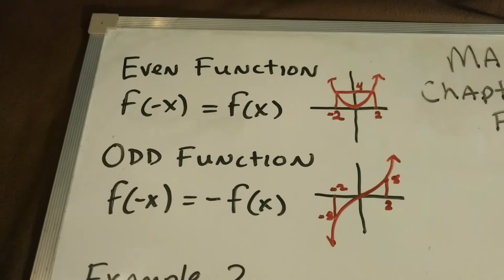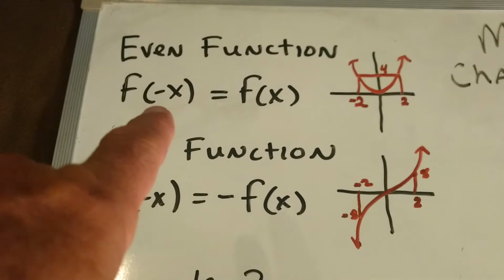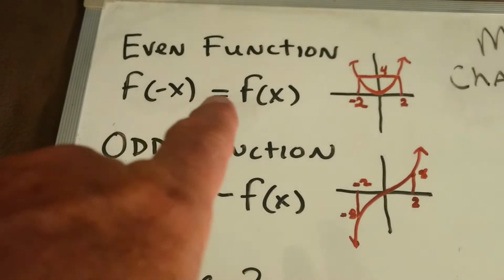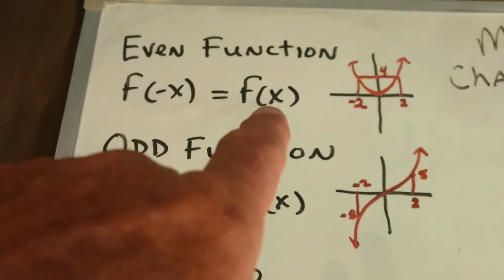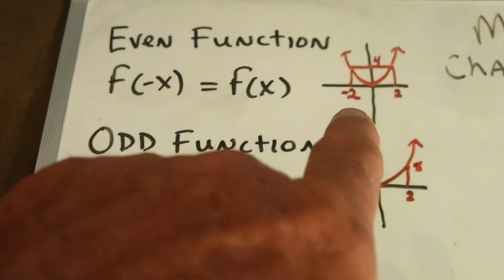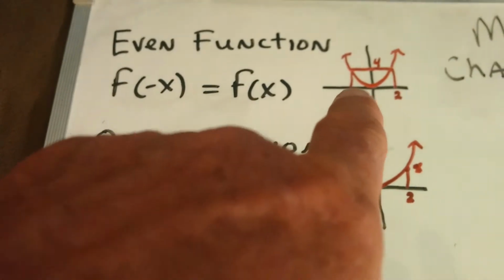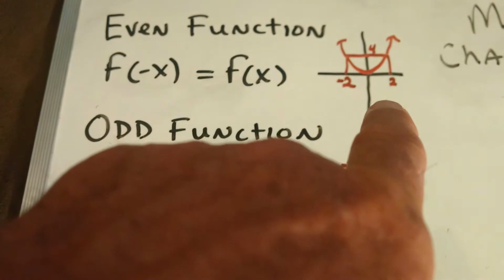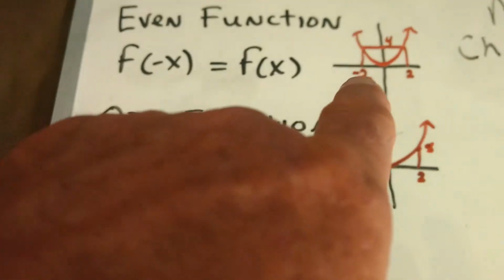An even function is where if we put a negative x into the function, it produces the same thing as if we put a positive x in. So what happens here is that if we put a negative 2 in, let's say for x squared, we get a positive 4. If we put a positive 2 in there, we get a positive 4. See how the negative and the positive x give us the same value of y.